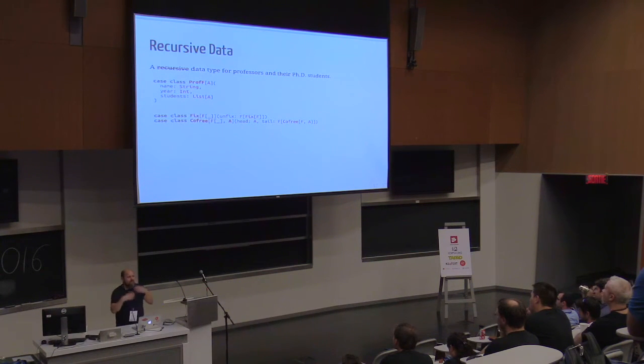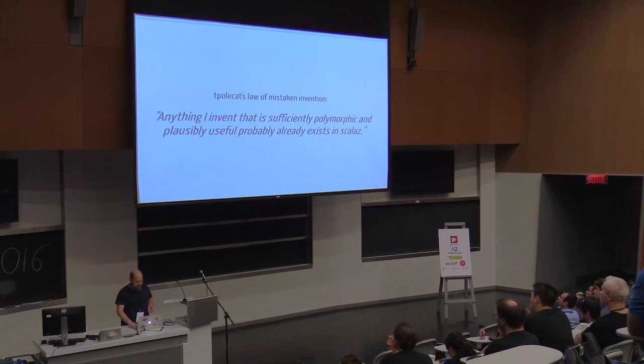Okay, but this kind of illustrates what I'm talking about, pushing on code, because if you push hard enough, sometimes it just disappears entirely, because anything I invent that is sufficiently polymorphic and plausibly useful probably already exists in Scalaz. In this case, that's half true. Cofree is there, and also in cats. But neither of them has Fix for some reason. I don't know why.